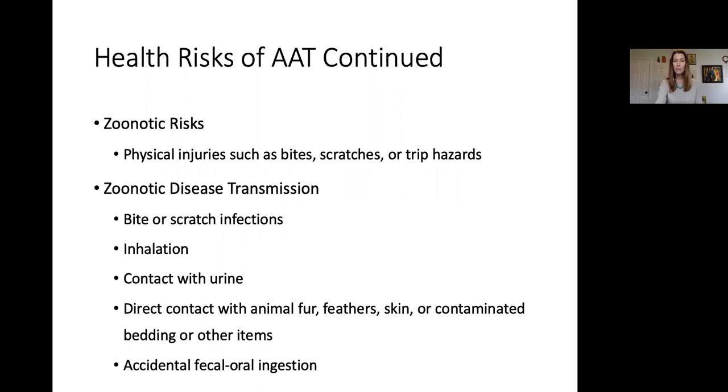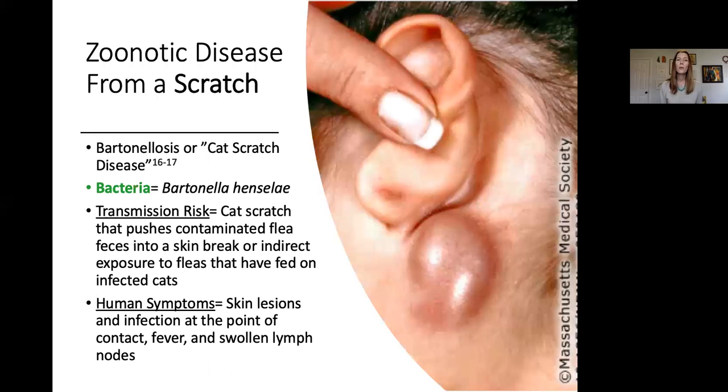So on the next couple of slides, we're actually going to discuss some zoonotic disease examples, and we're going to think through these different disease transmission routes. The first one we can talk about is a zoonotic disease example that can come from a scratch from an animal. Bartonellosis is also called cat scratch disease or cat scratch fever.